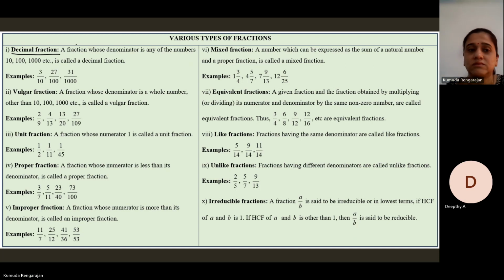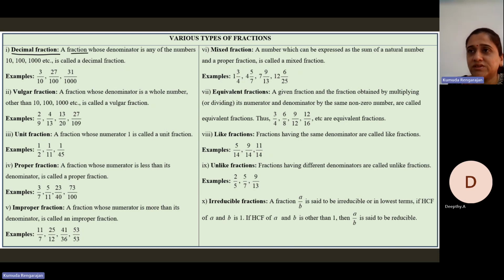Decimal fraction. A fraction whose denominator is 10, 100, 1,000, 10,000, and so on, such fractions are called decimal fractions. So if the denominator of a fraction is one of these numbers, then the fraction is called a decimal fraction.